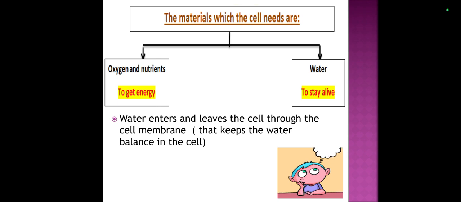Water enters and leaves the cell through the cell membrane. As we have said, the cell membrane is common in both animal cells and plant cells. That keeps the water balance in the cell, not excess water and not insufficient water in the cell. So what controls this? This is the cell membrane.